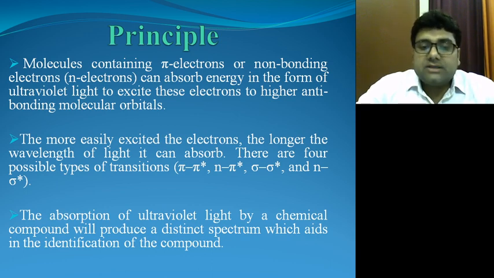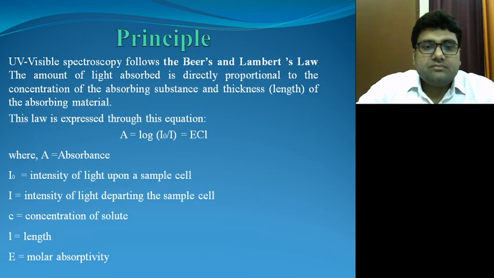There are four possible types of transition: pi to pi star, n to pi star, sigma to sigma star, and n to sigma star. The absorption of ultraviolet light by a chemical compound will produce a distinct spectrum which aids in the identification of the compound. UV-vis spectroscopy follows the Beer-Lambert law. The amount of light absorbed is directly proportional to the concentration of the absorbing substance and the thickness of the absorbing material. This law is expressed by the equation A = log I0/I = ε × C × L, where A is absorbance, I0 is the intensity of light incident on the sample cell, I is the intensity of light departing the sample cell, C is the concentration of solute, L is the path length, and ε is the molar absorptivity.